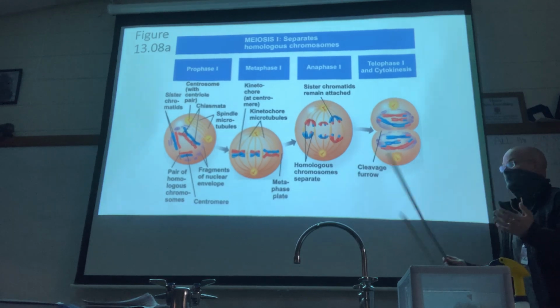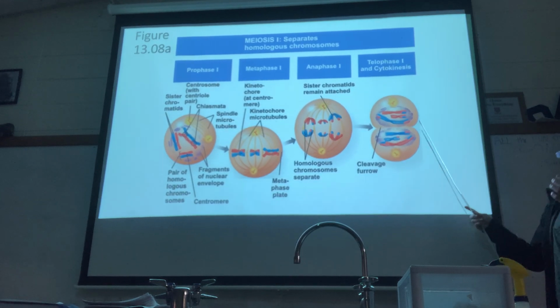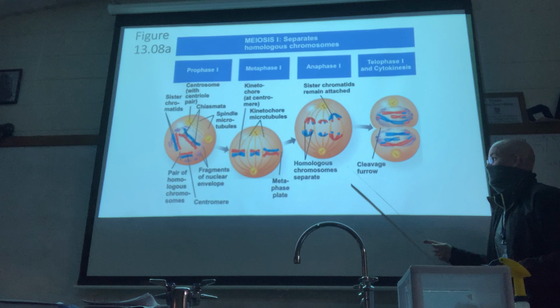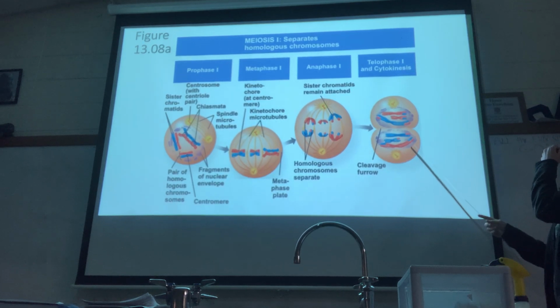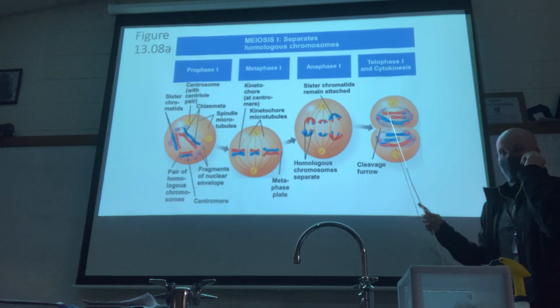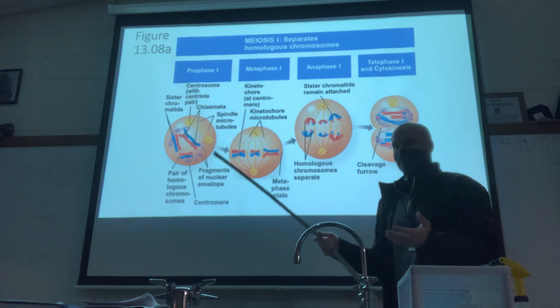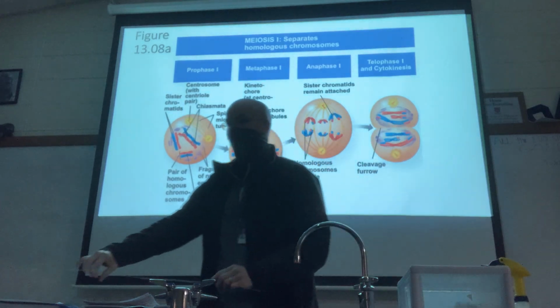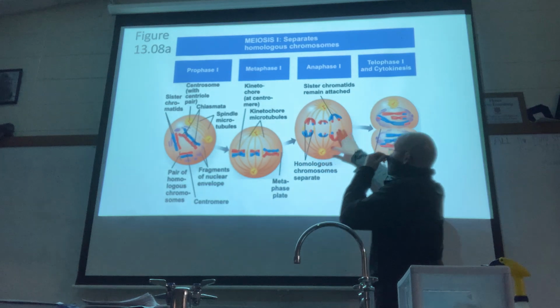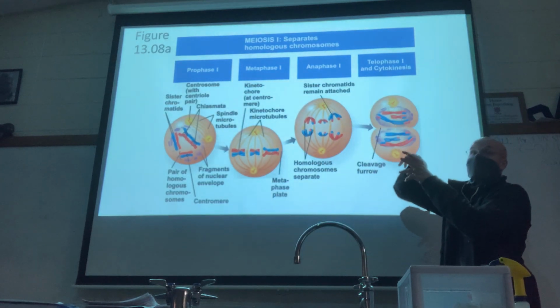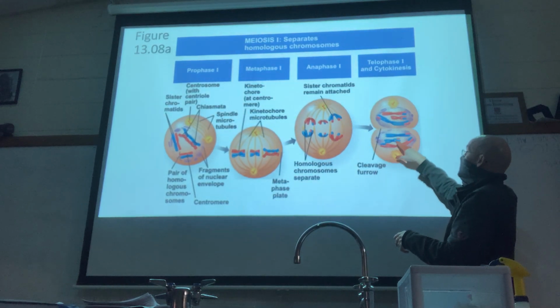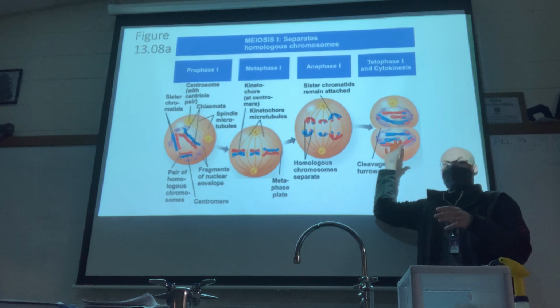Cleavage furrow. It's a cleavage furrow. And that cleavage furrow is going to indicate cytokinesis, which we can mention in a second. But let's talk about things that happen in telophase. All telophases. Telophase of mitosis as well. Now that these chromosomes, these homologous pairs have been pulled apart, what happens in telophase?